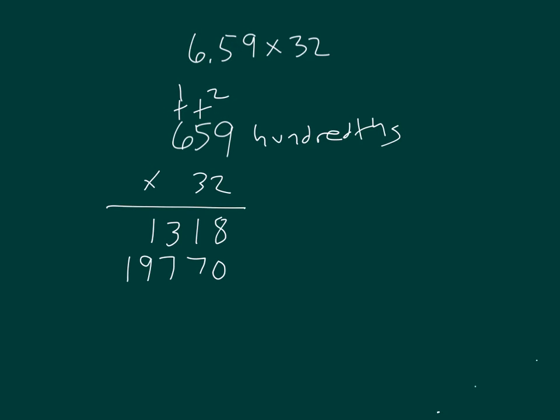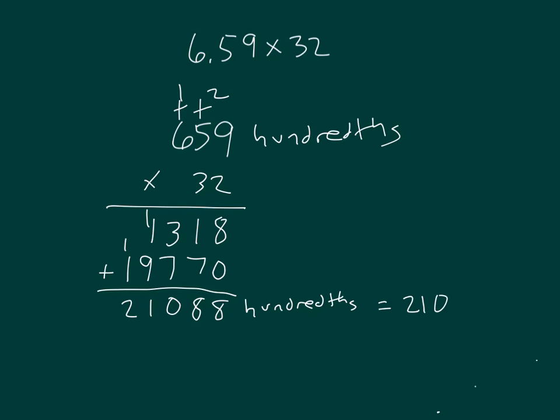Plus 1 is 19. And so those are the same numbers that I got from within my area model that I'm getting from my standard algorithm for my answer here. 21,088 hundredths, which equals 210.88. Read our whole number sentence together. 6 and 59 hundredths times 32 equals 210 and 88 hundredths.